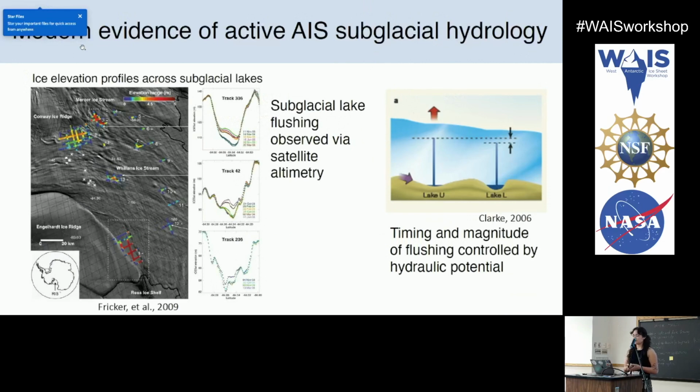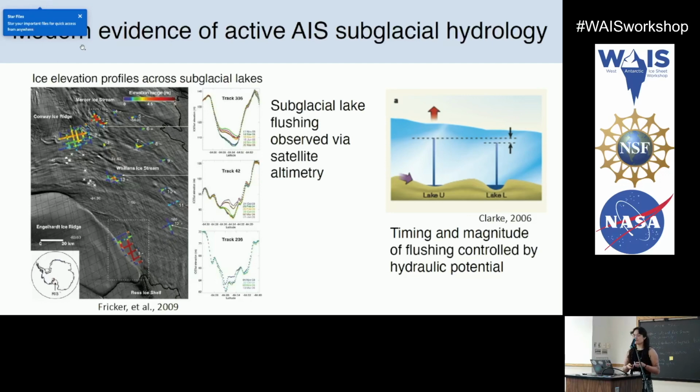So first off, I just wanted to give some background about what we know about modern subglacial hydrology. We know that there's an active subglacial hydrologic system beneath the East Antarctic ice sheet, and there are systems of lakes and channels flowing throughout the base of the ice. These lake systems are known to flush periodically, and this has been observed using satellite altimetry, which you can see in the image on the left.